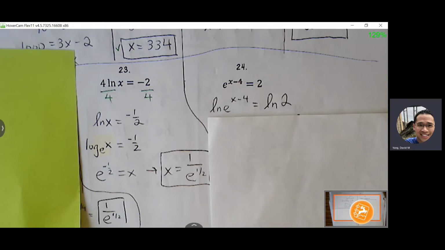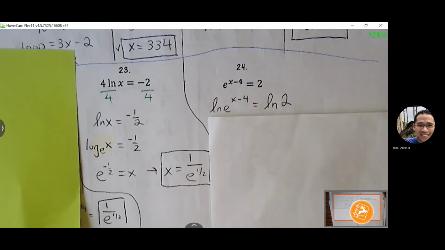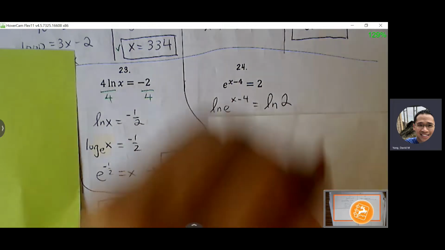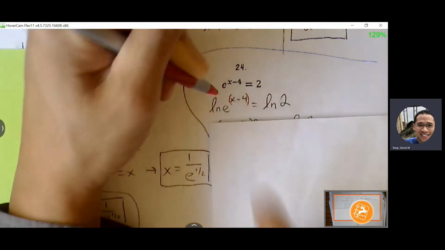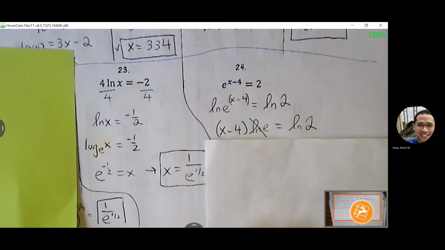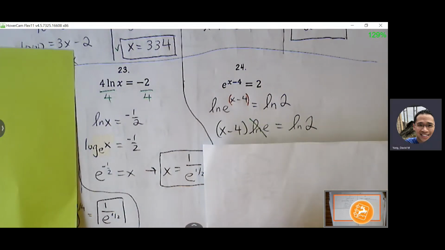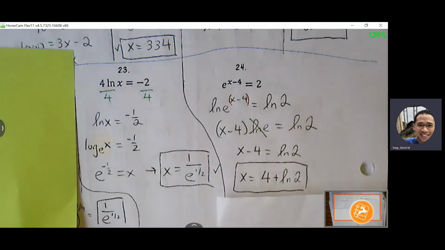Bring the x minus 4 down. I like to have it in a set of parentheses, so I just remember that this kind of all sticks together here. Natural log of e goes away. Natural log of e is just 1.